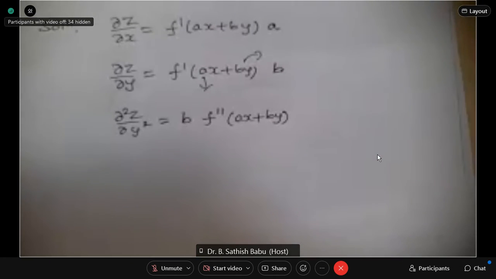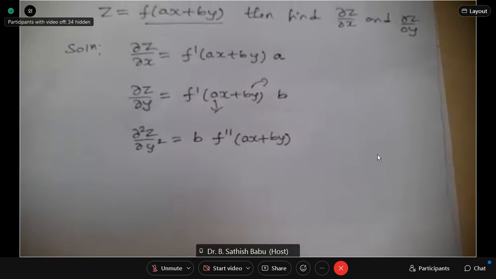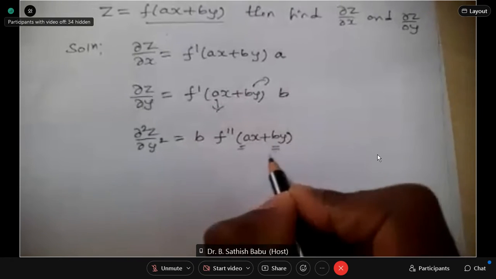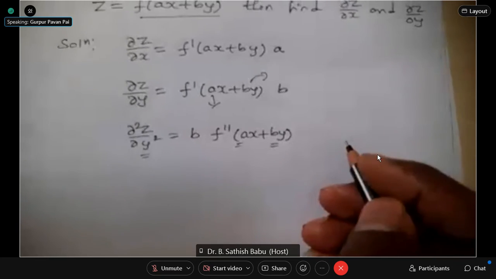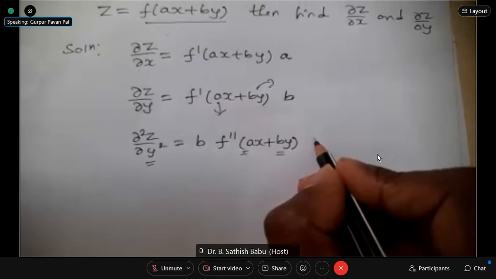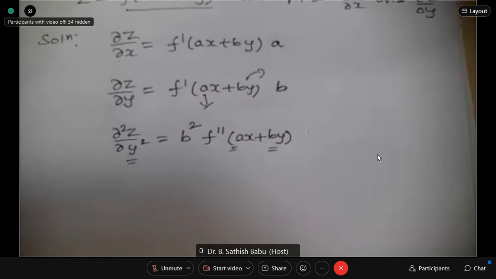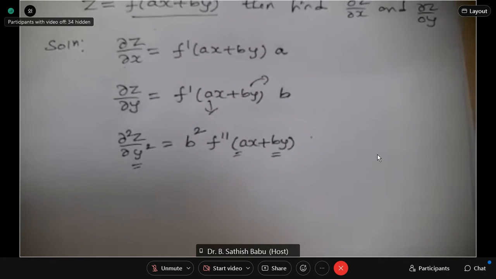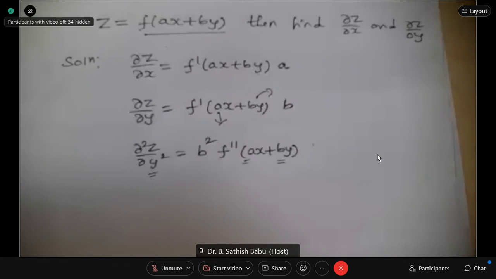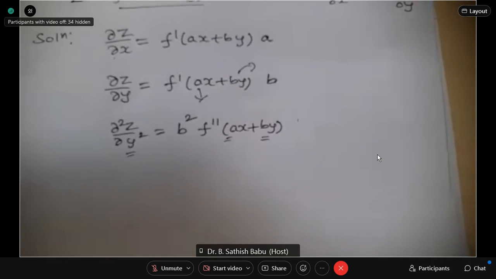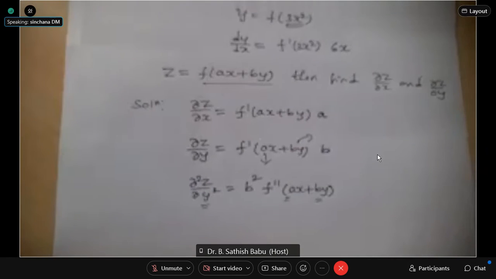This time what happens to the interior term differentiation? Is it still a or b? You're taking the differentiation with respect to y only. What should happen to the interior term? b only. Already you have a b, and along with this b, it becomes b square. Is it understandable how exactly I'm doing this partial differentiation process for the function itself? Yes, sir.